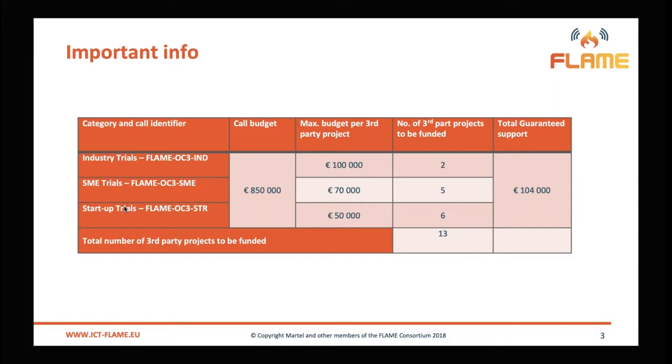So in this third OpenCall in the Flame project, we are going to fund 13 new third-party projects in 3 categories: the industry trials, SME trials, and startup trials. In the table here, you can see also the limits for the funding and the total cost for each one of the projects. So we will have 2 industry trials, 5 SME trials, and 6 in the category of startup trials, based on the city that each one of these are submitted, and the ranking as well. And I'll give you some more details later on.